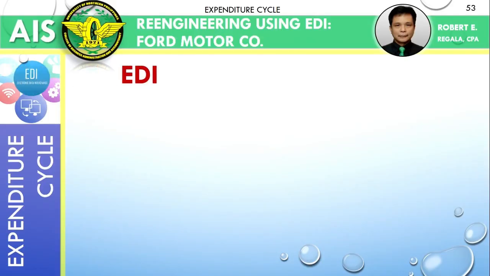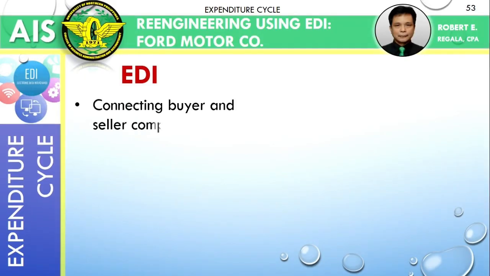Re-engineering using EDI, the Ford Motor Company case. EDI technology was devised to expedite routine transaction processing between manufacturers, wholesalers, and retailers by connecting buyer and seller computers via a private network or the internet. When the buyer's computer system detects the need to order inventory, it automatically transmits a purchase order to the seller, which is approved and processed by the vendor system with little or no human involvement.